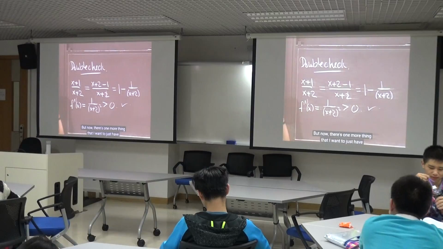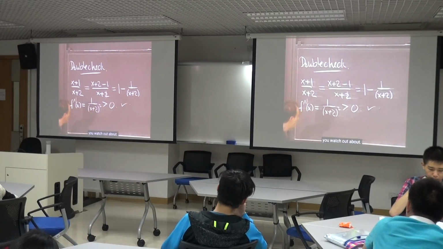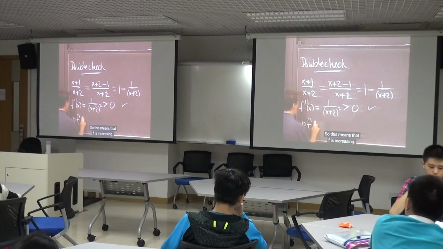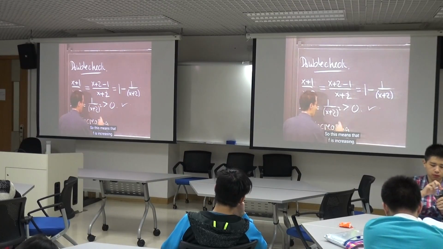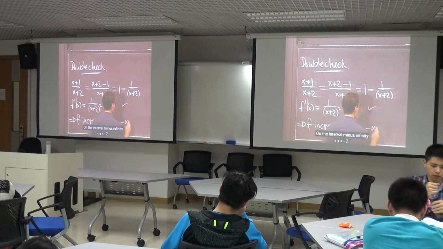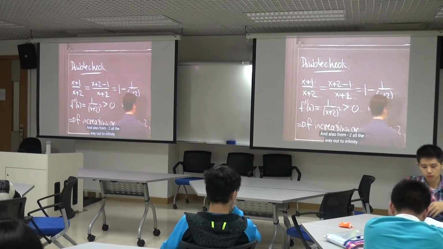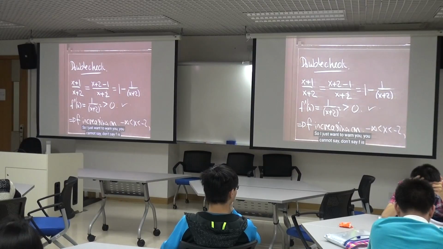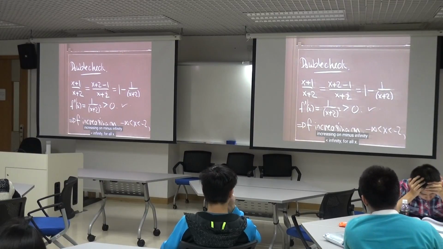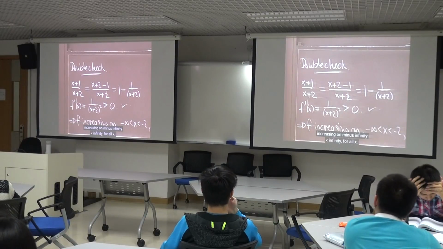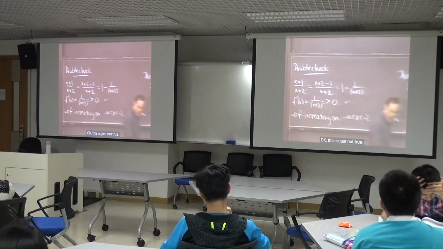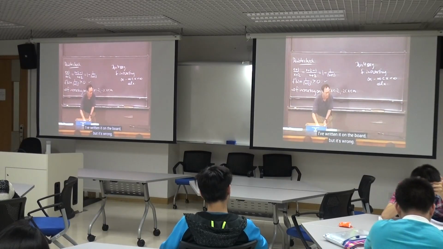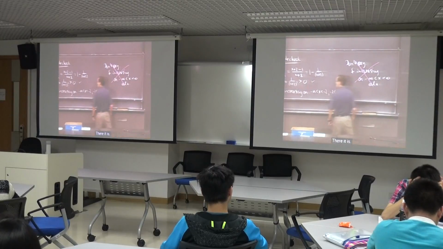But now, there's one more thing that I want you to watch out for. So this means that f is increasing on the interval minus infinity to minus 2, and also from minus 2 all the way out to infinity. So I just want to warn you, you cannot say, don't say f is increasing on minus infinity to infinity, or all x. Okay, this is just not true. All right, I've written it on the board, but it's wrong. I better get rid of it. There it is. Get rid of it.